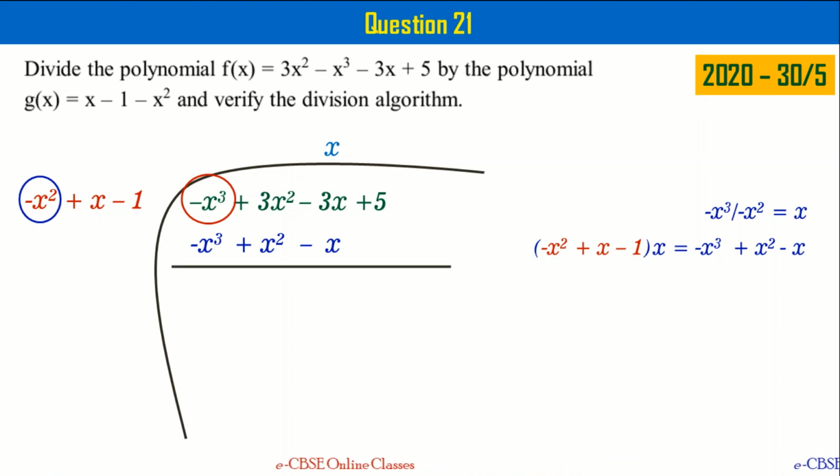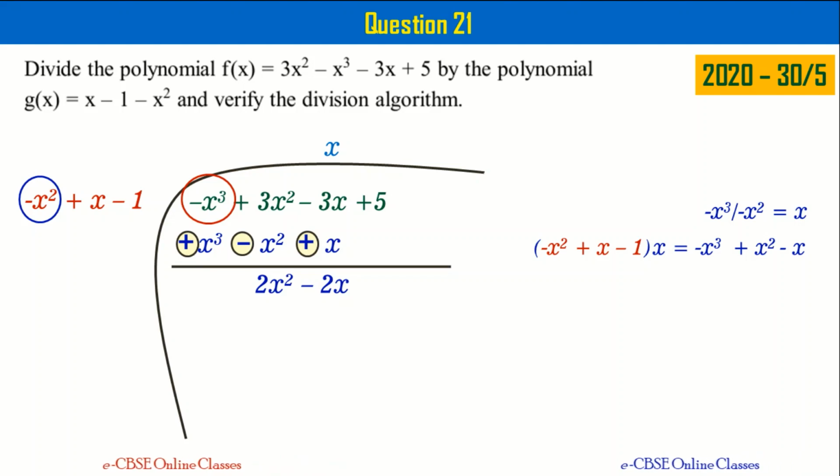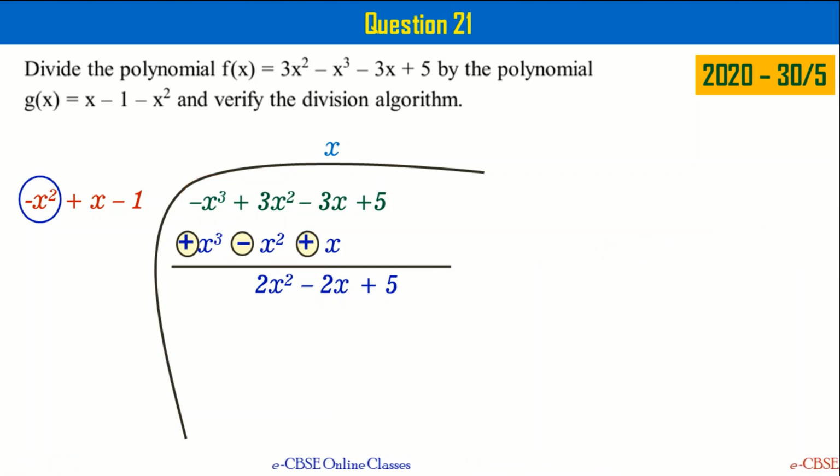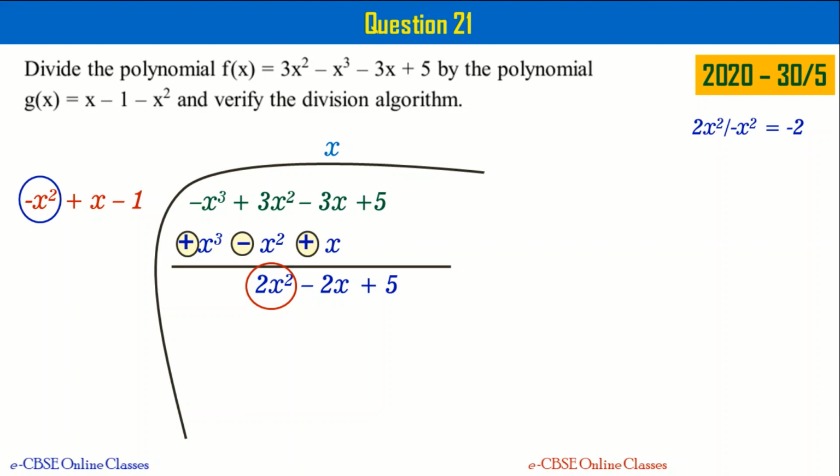When you subtract that, what you get is 2x square minus 2x. Now bring plus 5 down such that it becomes 2x square minus 2x plus 5, right? On this, now we have to divide 2x square with minus x square. When you do that, you get minus 2 as the answer. That has to go as part of the quotient.